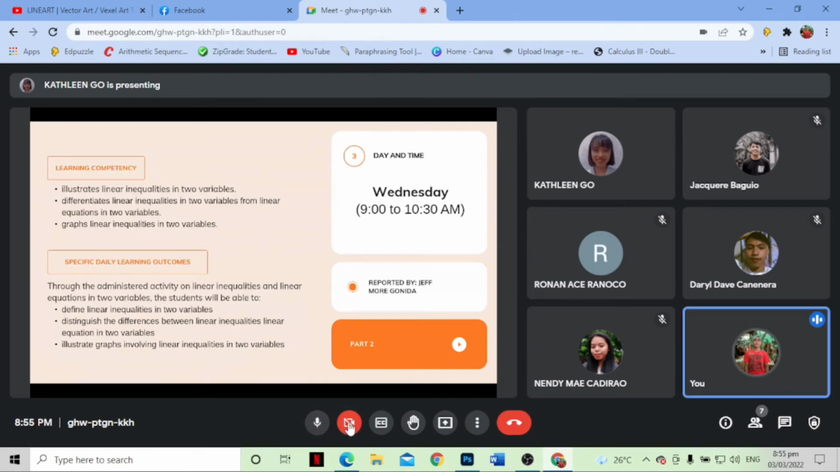For Wednesday, the learning competencies are as follows. The students will illustrate linear inequalities in two variables. The students will differentiate linear inequalities in two variables from linear equations in two variables. And lastly, graphs linear inequalities in two variables. The specific daily learning outcomes: through the administered activity on linear inequalities and linear equation in two variables, the students will be able to define linear inequalities in two variables, distinguish the differences between linear inequalities and linear equation in two variables, and illustrate graphs involving linear inequalities in two variables.